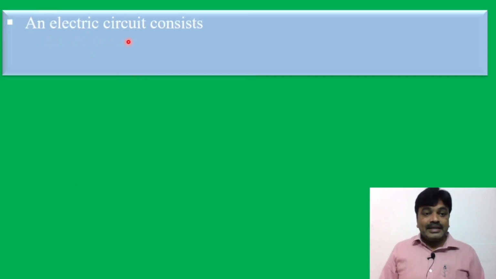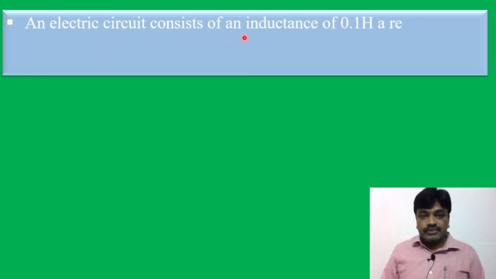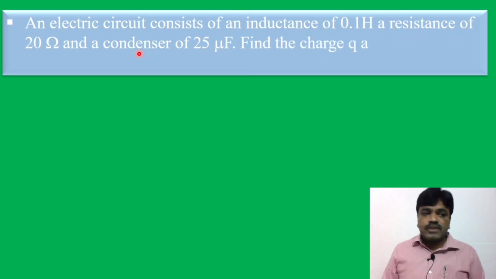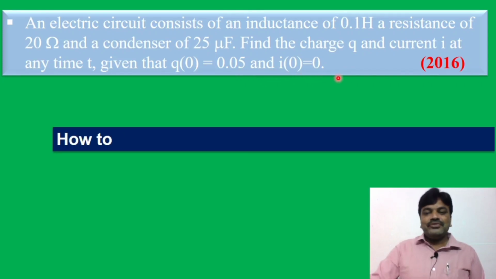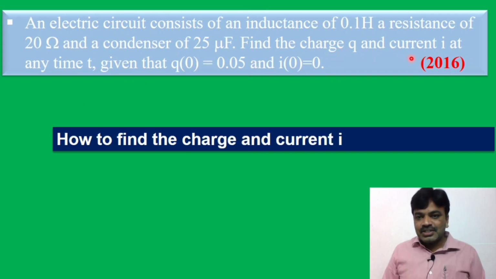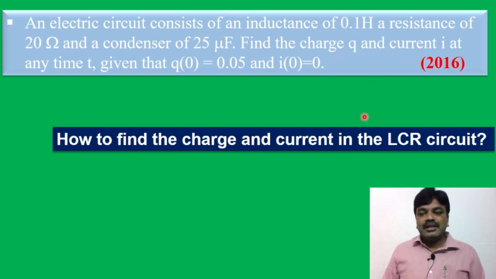An electric circuit consists of an inductance of 0.1 Henry, a resistance of 20 ohms and a condenser of 25 microfarad. Find the charge Q and current I at any time t, given that Q(0) = 0.05 and I(0) = 0. How to find charge and current in the LCR circuit?